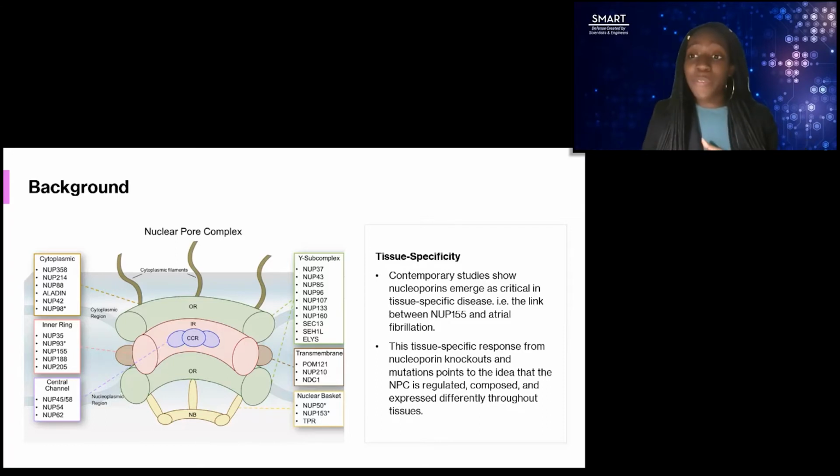So a contemporary wave of research has started looking at the nuclear pore complex in the context of disease research. What's interesting, though, is as they've conducted this research, they see that certain mutations in nuclear pore proteins lead to tissue-specific disease. This can be seen in the example of a mutation in the nuclear pore protein NUP155, which manifested in the clinic as atrial fibrillation.